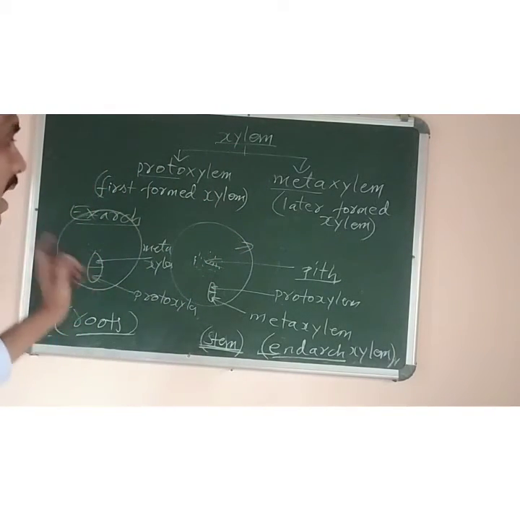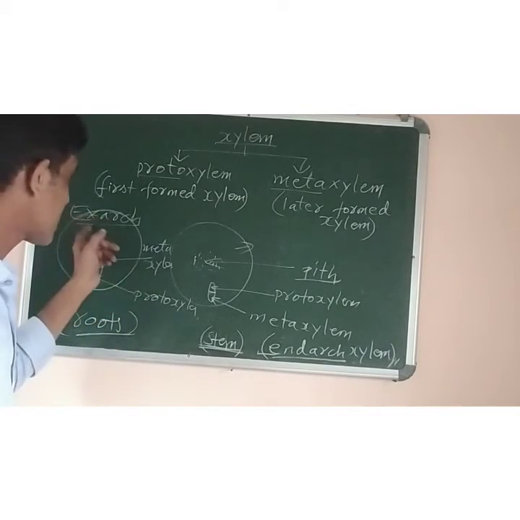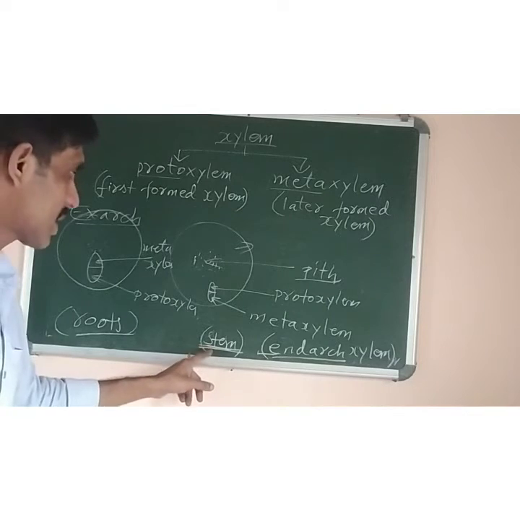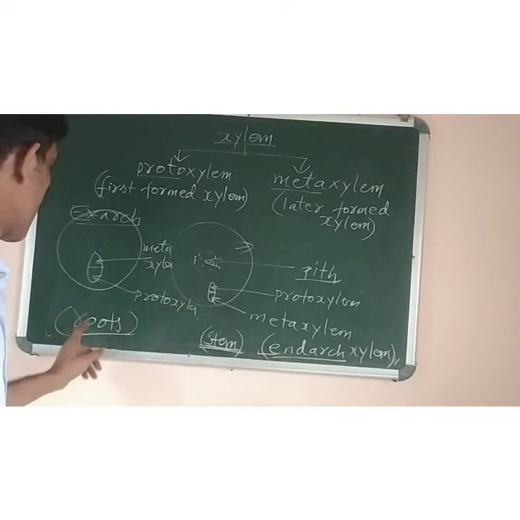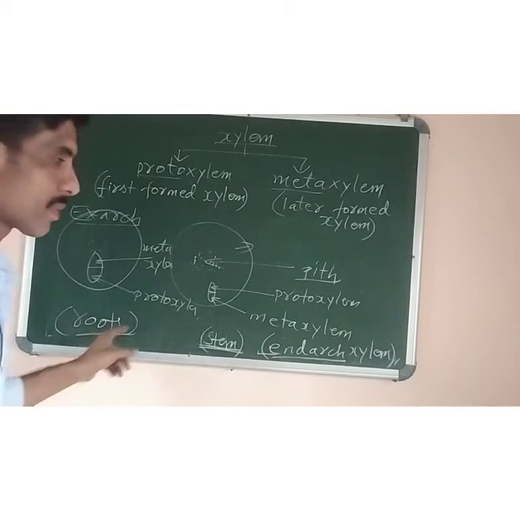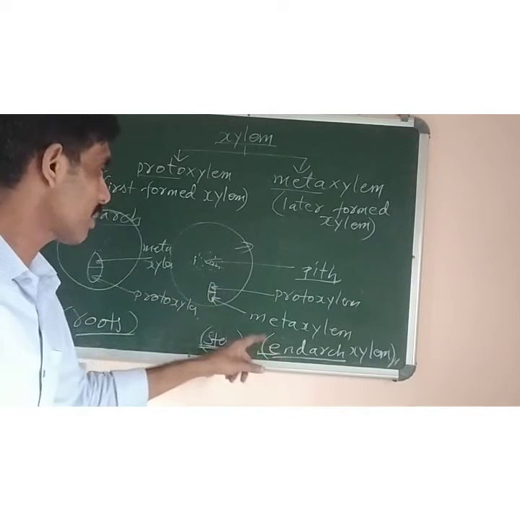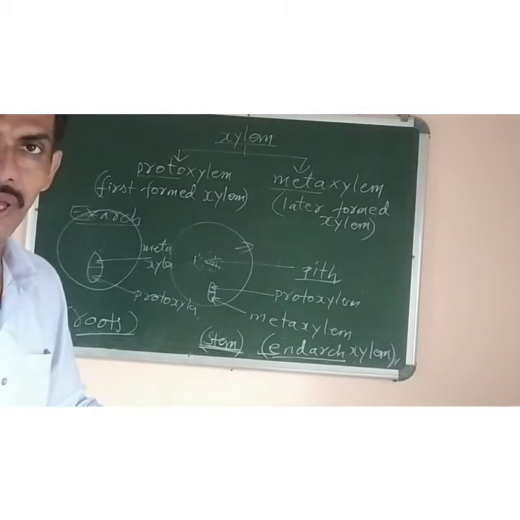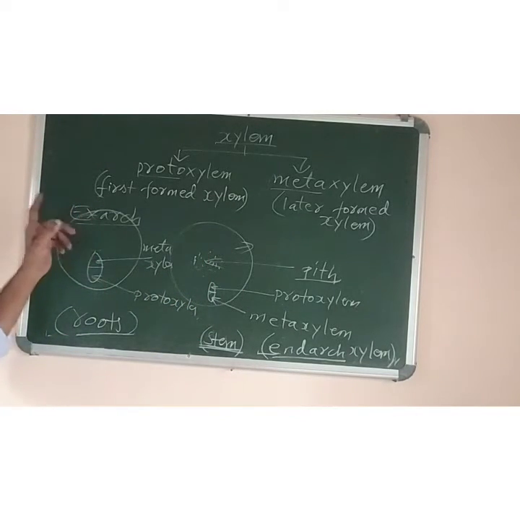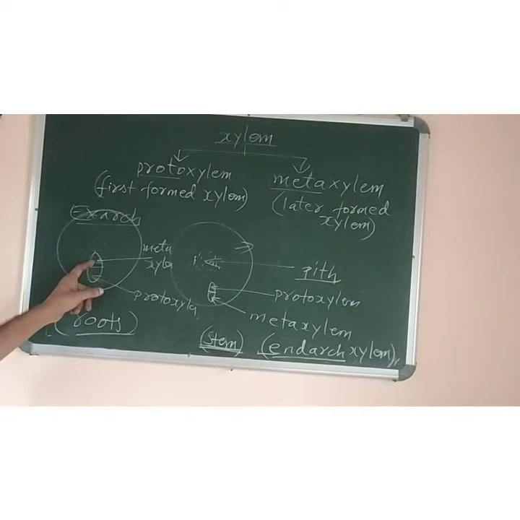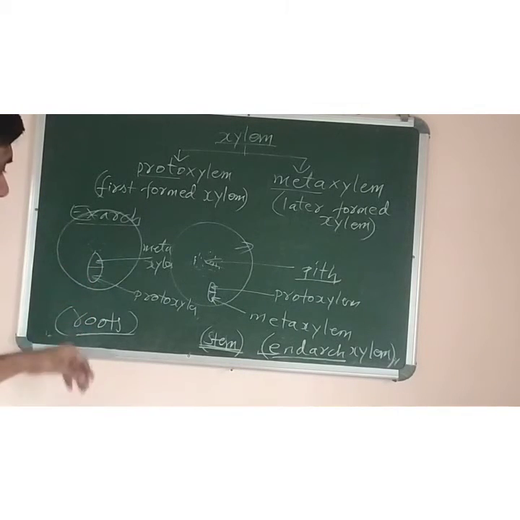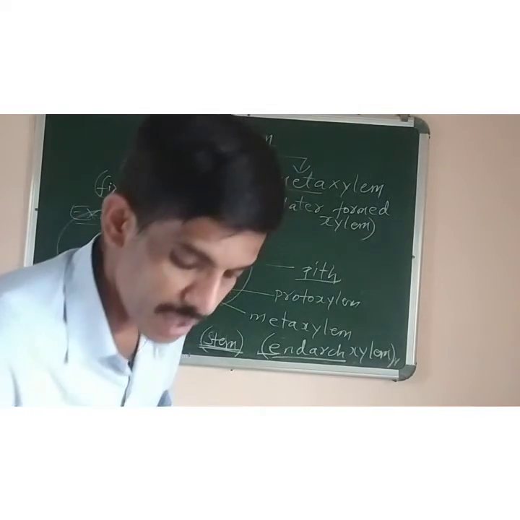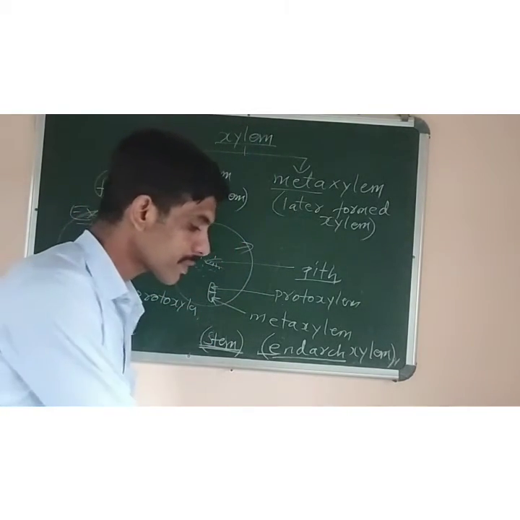So if it is asked, write the differences between exarch xylem and endarched xylem, your answer should be: endarched xylem is found in stem, exarch xylem is found in roots. In endarched xylem condition, protoxylem is towards the center, that is pith, and metaxylem is facing the periphery. Whereas in case of exarch xylem, protoxylem is facing the periphery, that is outside, and metaxylem is facing towards the center. Okay.